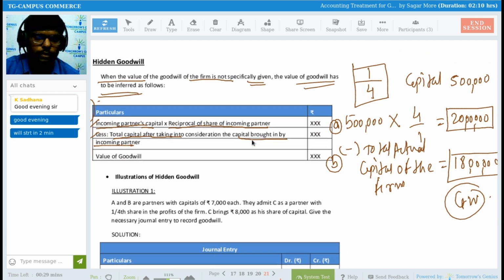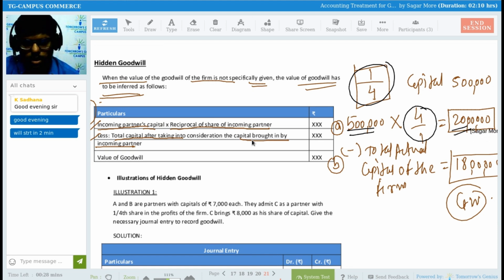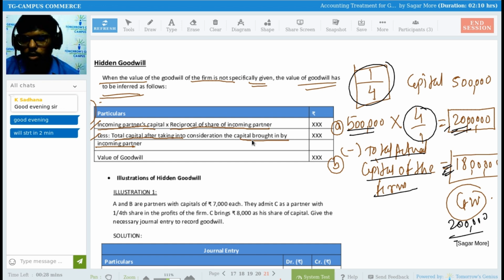Getting? So what I need to do, first of all, I need to consider as base the capital of the new partner multiplied by the reciprocal of his share. Reciprocal means if his share is 1 by 4, I need to do 4 by 1. So I will get 20 lakhs. Then I need to subtract what? Total actual capital of the firm. That is the total of capital of A partner, B partner and C partner if there are 3 partners. It comes to 18 lakhs. So 20 lakhs minus 18 lakhs, balance is 2 lakhs. So 2 lakh is my goodwill amount. Getting? By this I can calculate goodwill.